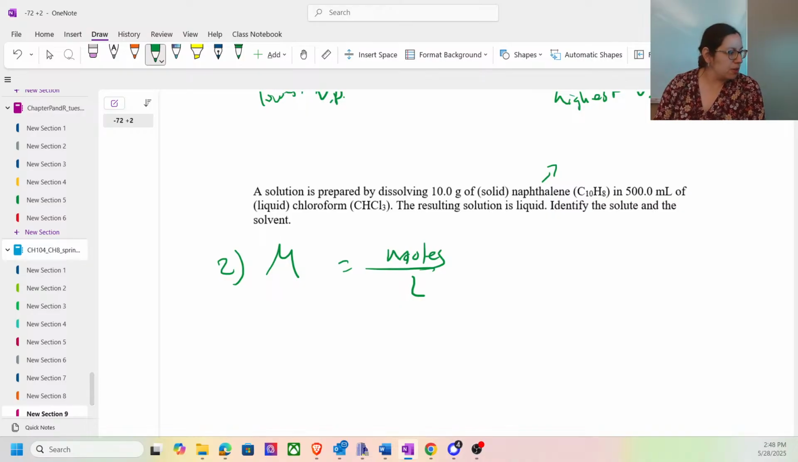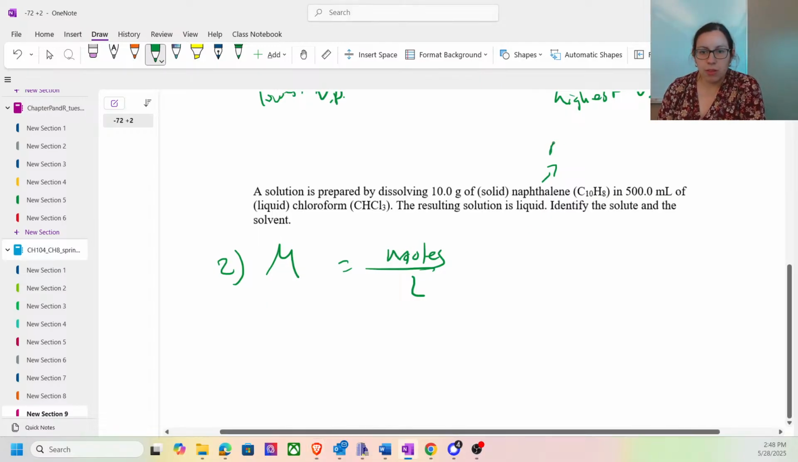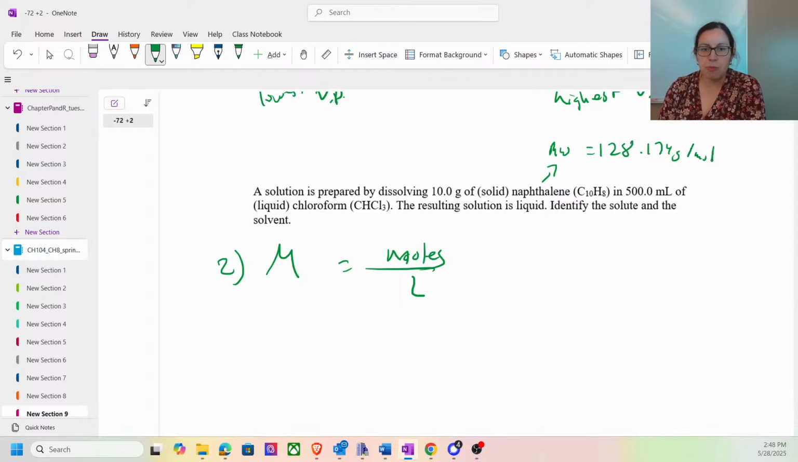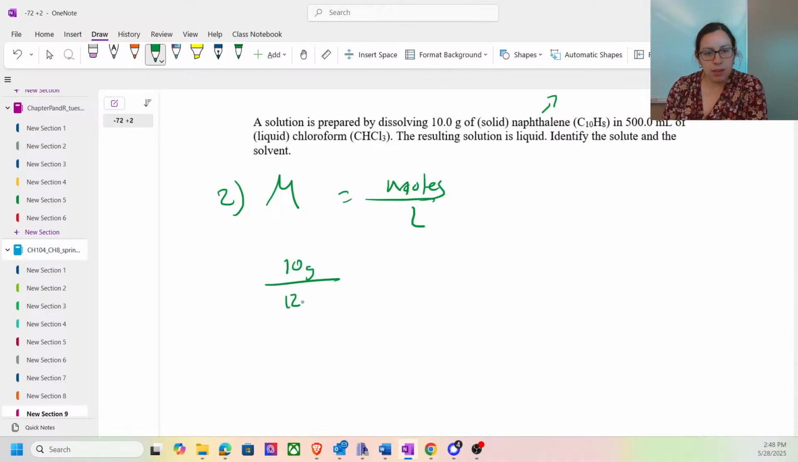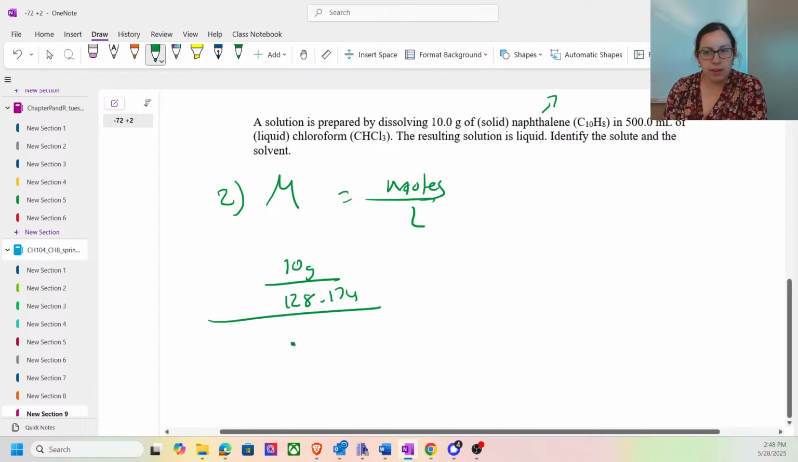And so again, I'm just trying to do this quickly here to squeeze everything in. So obviously you can calculate naphthalene, or we can look it up. So in the interest of time, looking it up, 128.74 grams per mole. And so again, if it wants molarity, let's find how many moles. So 10 grams divided by our molecular weight divided by our liters. So 0.5.